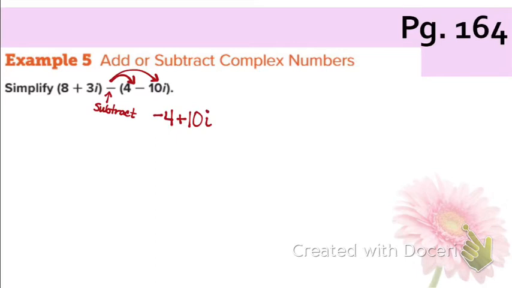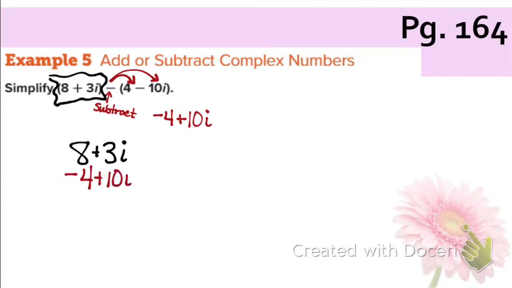I'm going to take the first number right here. We're not changing anything about that one at all. 8 plus 3i. I'm taking this -4 plus 10i. We're going to combine them together. What do I get when I combine the real parts together? Yes. We get 4 plus, and then we combine our imaginary parts together, 3i and 10i, gives me 13i.